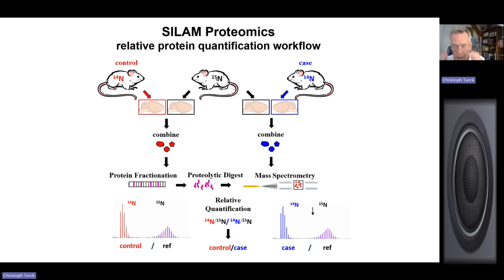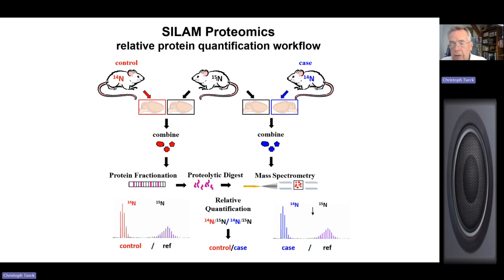So what you do, and everybody does this, of course, you use the labeled material, the 15N labeled material, as a reference. You do 2 rounds of mass spectrometry. In one case, you mix the control specimen with the 15N specimen, and in the other case, you mix the case specimen with the 15N specimen. You combine these, be it plasma, be it tissue extracts or whatnot. You can do some protein fractionation. You digest your proteins, and then you do tandem mass spectrometry.